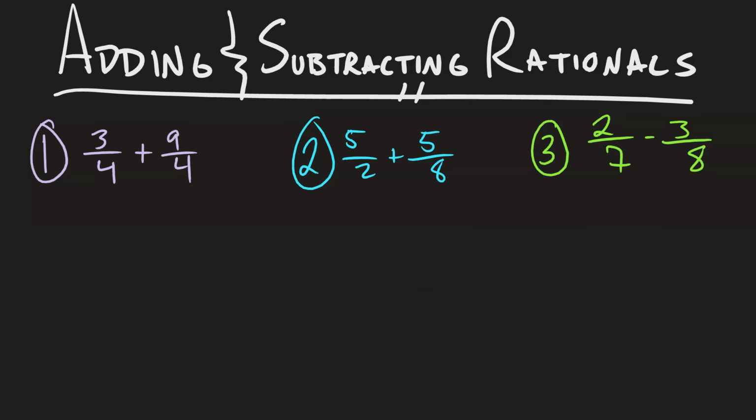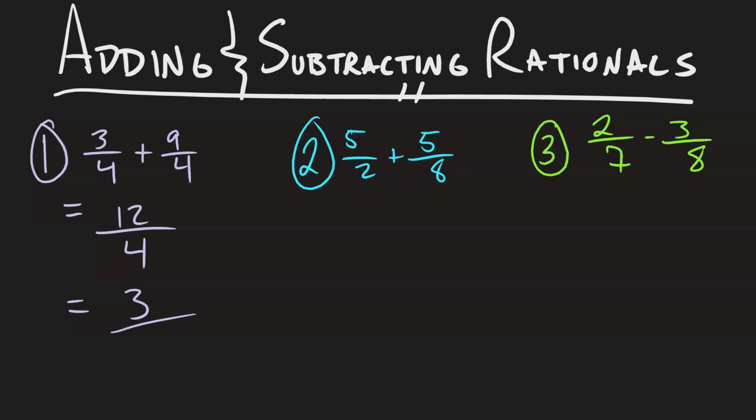So our first example has us adding 3/4 plus 9/4. This is the simplest case, when we have common denominators already. In this case, 4 is the same denominator for both fractions. So all we have to really do is just add the numerators together. 3 plus 9 gives me 12, and you do not add denominators when you add fractions. So make sure you keep the same denominator. Of course, 12 over 4 can be simplified. 12 divided by 4 is 3.